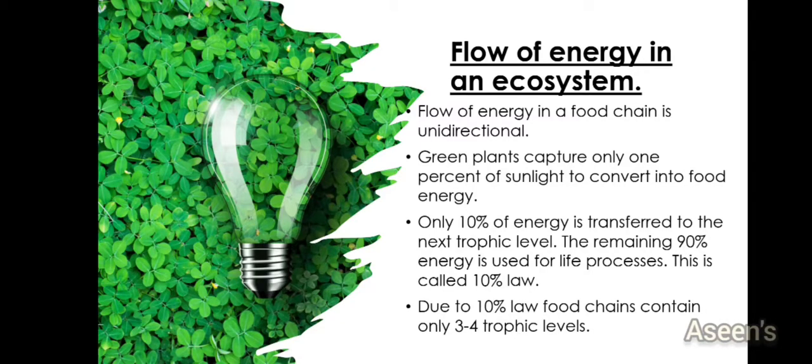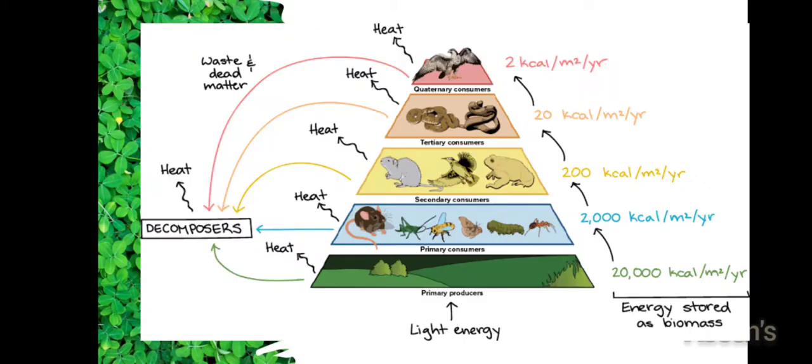So you can imagine how much energy we are actually getting from the sunlight. Next, only 10% of energy is transferred to the next trophic level. The remaining 90% energy is used for the life processes. This is called the 10% law. This is a very important law over here, the 10% law.